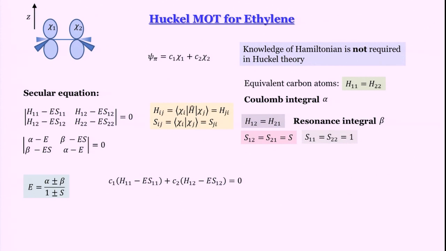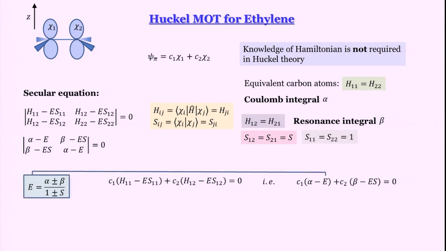So, to start with, let us just put back this expression into the first equation that we got. We will now formally determine what is C1, what is C2. So, put it in. C1 multiplied by alpha minus E plus C2 multiplied by beta minus ES is equal to 0. This is what we can get easily, right? Because H11 is alpha and H12 is beta, S11 is equal to 1, S12 equal to S. Now, what we will do is we will put in these expressions for energy here as well as here, and there are two expressions. I am going to work out one, you work out the other.